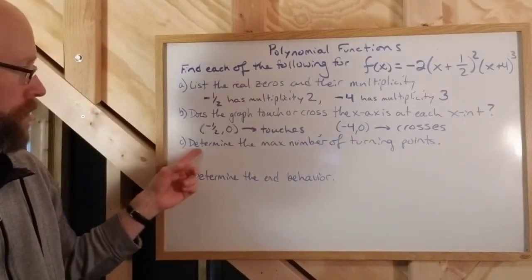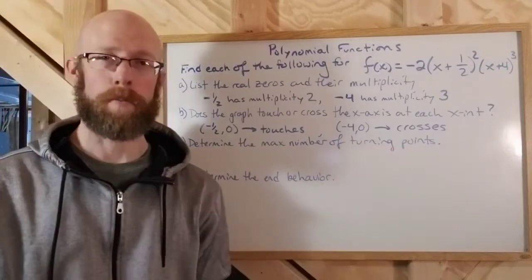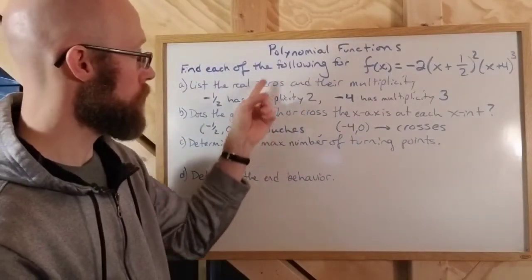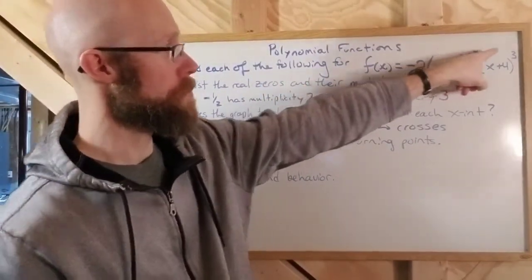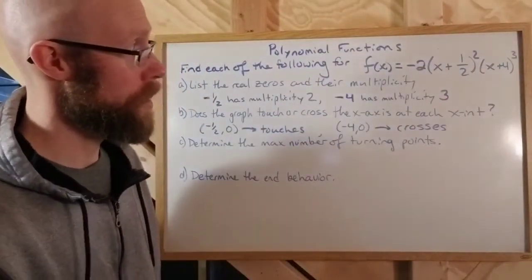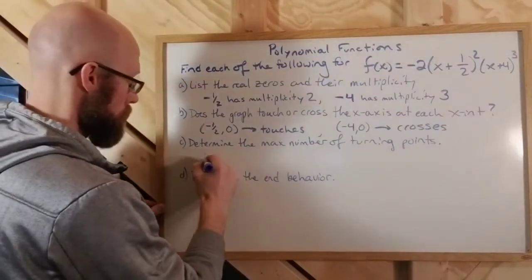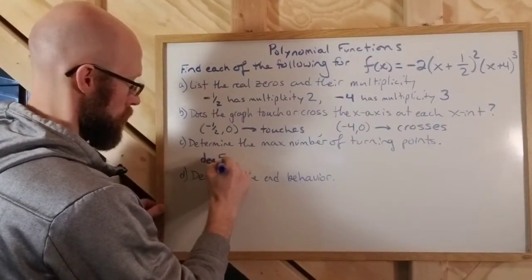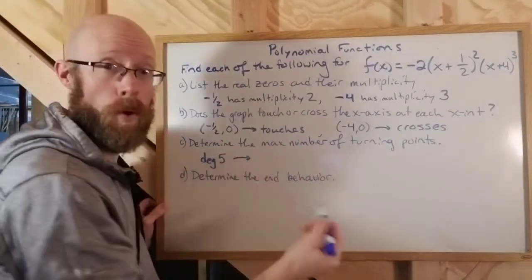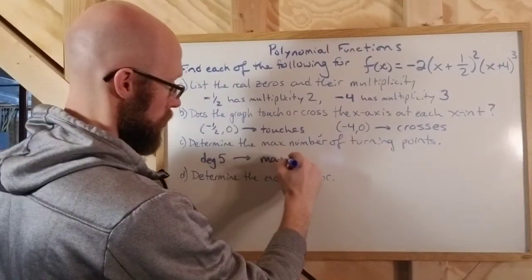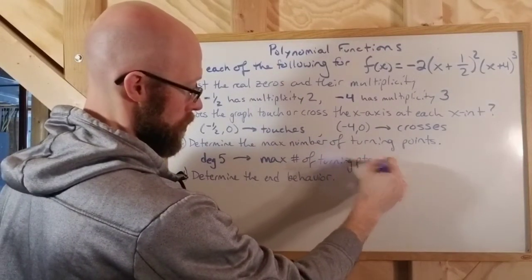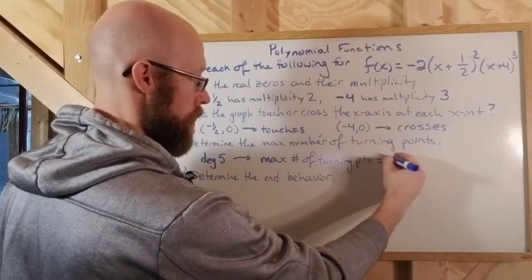Then in part C, it says determine the maximum number of turning points. Well, remember, the max number of turning points is always one less than the degree. So I need to look at the degree up here. The degree is the sum of the powers on the exponents, or the sum of the multiplicities. And in this case, it would be 5, right? So this is a degree 5, which means that the max number of turning points is going to be 4. It's one less. Okay, so max number of turning points is going to be 4.